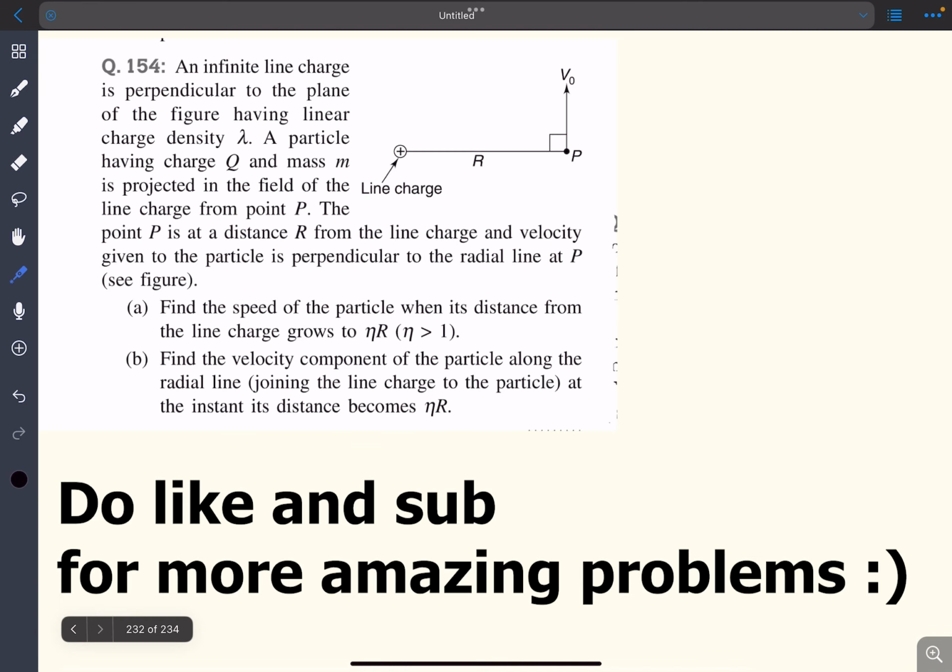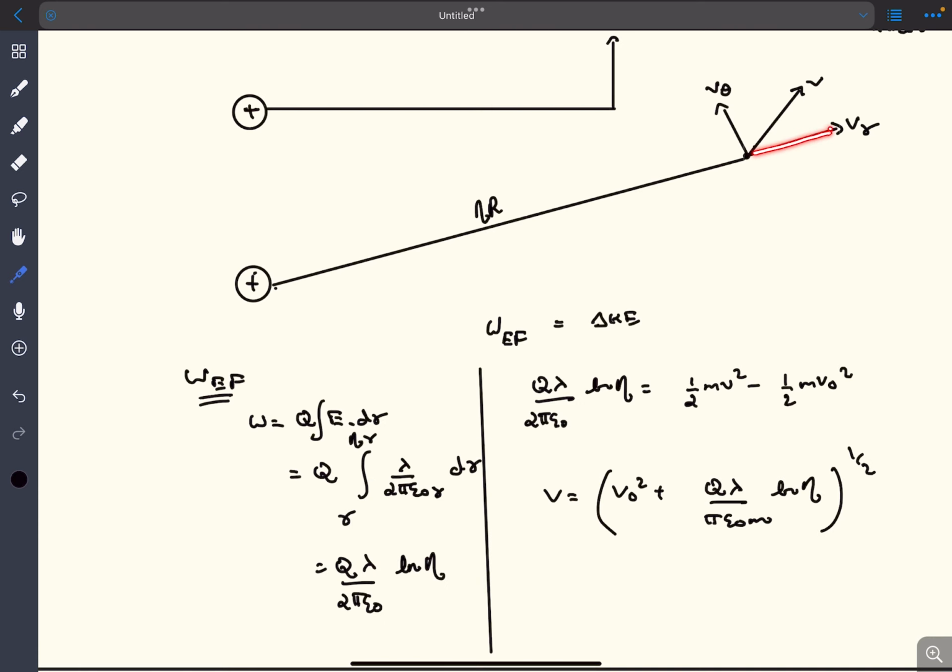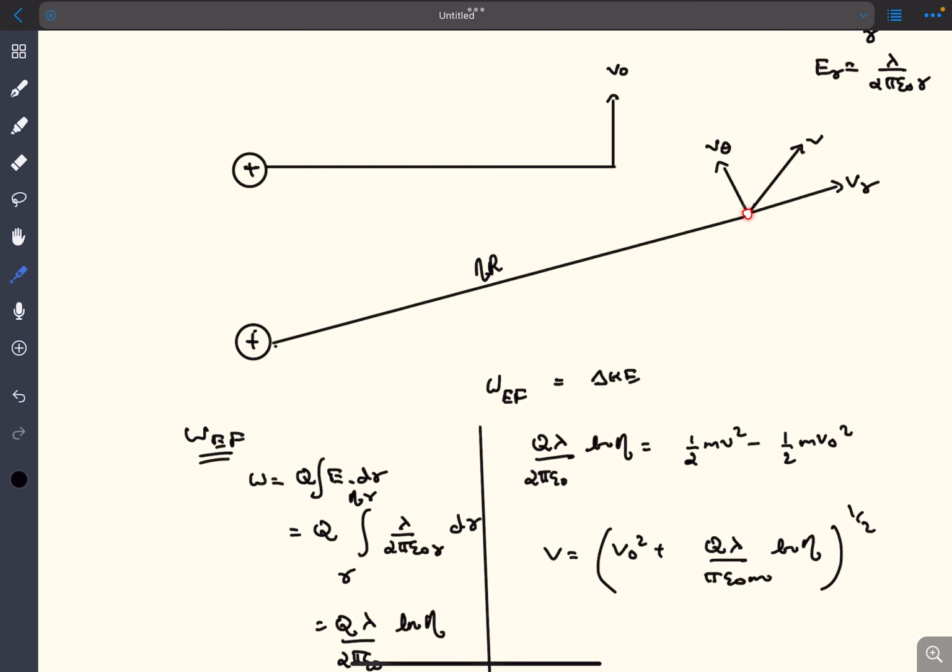In the second question, they're asking the velocity component of the particle along the radial lines, so they're asking about vr. As we discussed earlier, there is only one force, and that is always in the radial direction. So the net torque acting on this particle about the origin is 0, because the line of action of the force passes through the origin, which means the angular momentum of this particle must remain constant. And as we know, angular momentum of a particle is simply m v naught times r perpendicular.